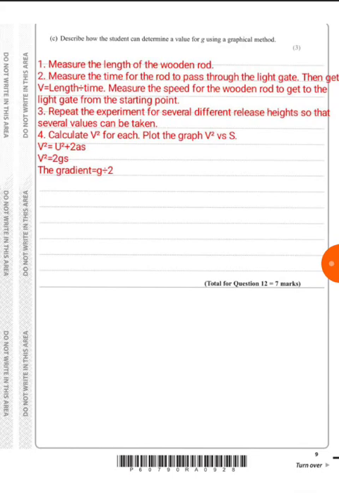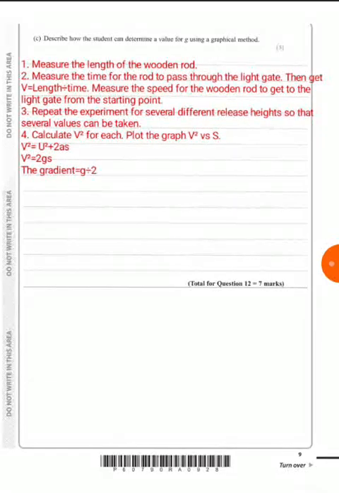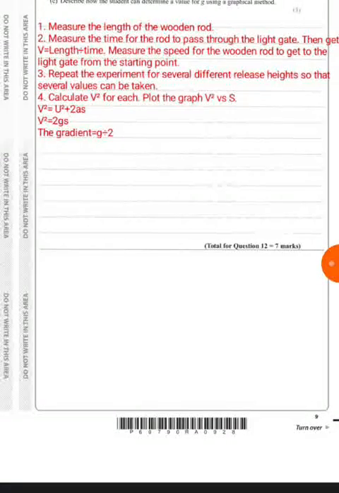So, 1, measure the length of the wooden rod. First of all, we must measure the length of the wooden rod, and we must measure the time for the rod to pass through the light gate. Then we must divide the length by time to get the speed of the wooden rod at the light gate from the starting point. Okay, and then we have v and s. Then we repeat the experiment for several different release heights so that several values can be taken.